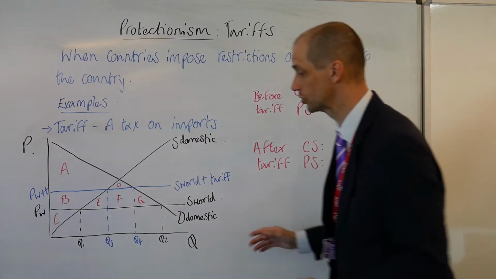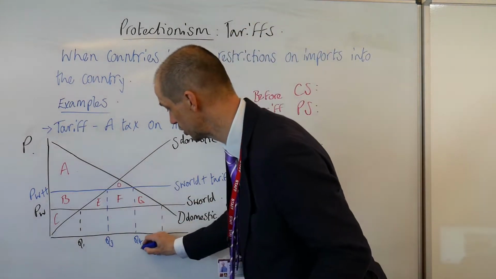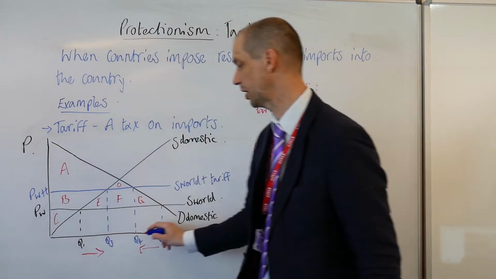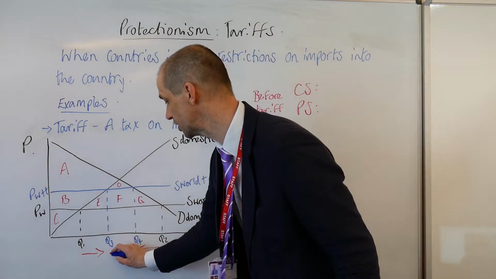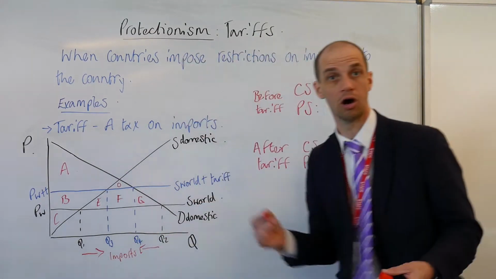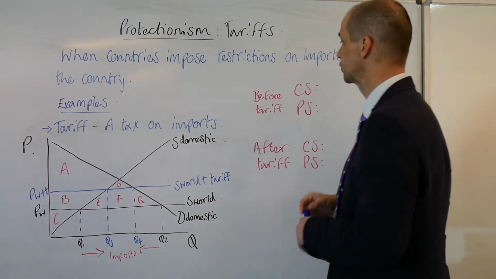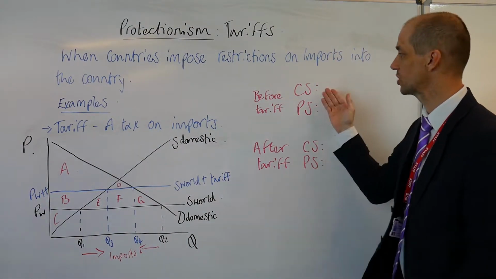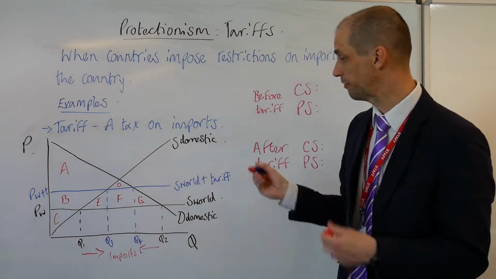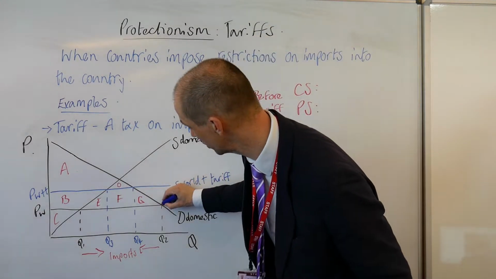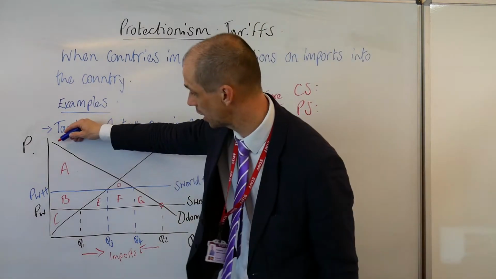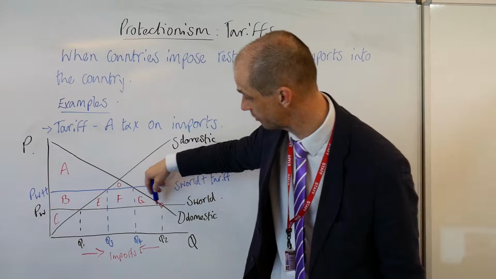Now of course that has meant that we've seen a reduction in imports. Imports have been reduced to Q3, Q4, so this is our remaining area of imports after the implementation of that tariff. Okay, so let's break this down. First up, what's our consumer surplus before the tariff? Before the tariff is introduced, we can see we're out here, right out at Q2, and the actual available consumer surplus is all of this area.